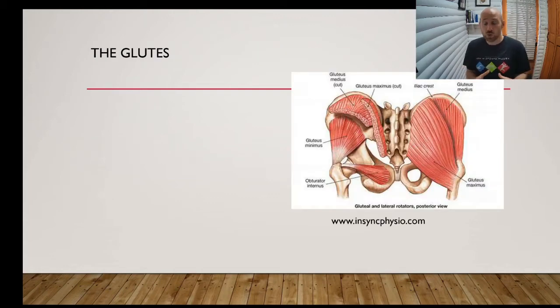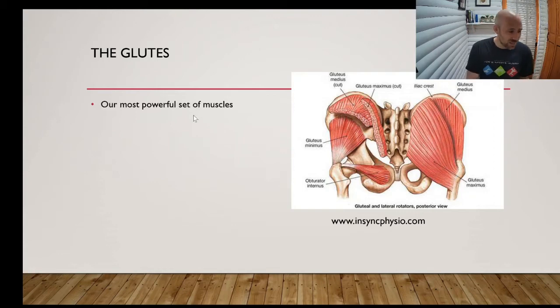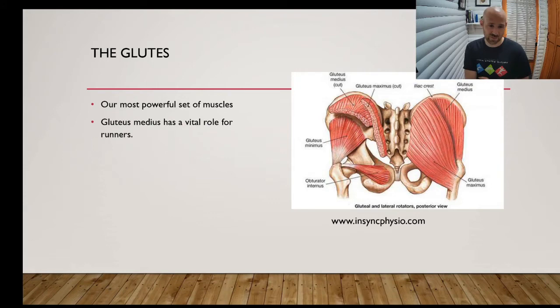The glutes is one that I want to start talking about because the glutes have a big part to play in a lot of the dysfunction that we see at the hip. We can see in this picture here we have these big glute max muscles, glute med muscles, but deeper to that, we have lots of other muscles going on as part of this glute complex. These are things that we need to investigate. They are our most powerful set of muscles. And the gluteus medius in particular, when we see injuries related to running, has a vital role to play in terms of stabilising our hip joint.